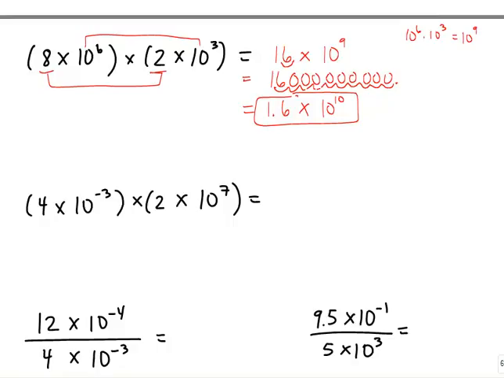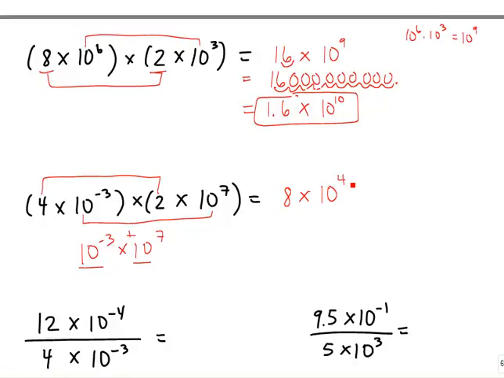Alright, let's try another one, another multiplication problem. We're going to multiply the coefficient times the coefficient. 4 times 2 is 8. And that's going to get multiplied by a power of 10. We want 10 to the negative 3 times 10 to the 7. So remember, when you multiply same base, you get to add the exponents. Negative 3 plus 7 is 4. And this is in correct scientific notation because the decimal is implied to be right after that single digit 8. So we don't have to do anything else with our answer. We're done.